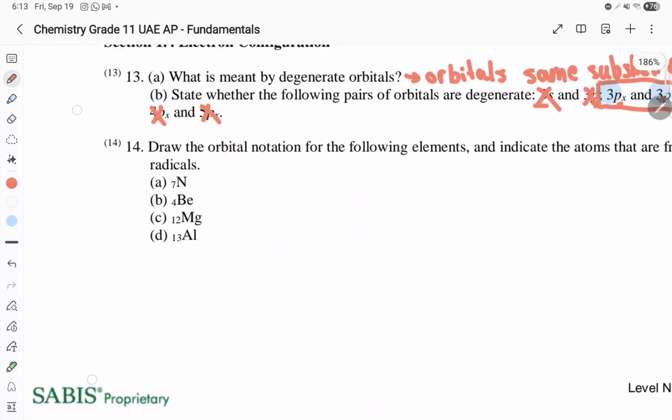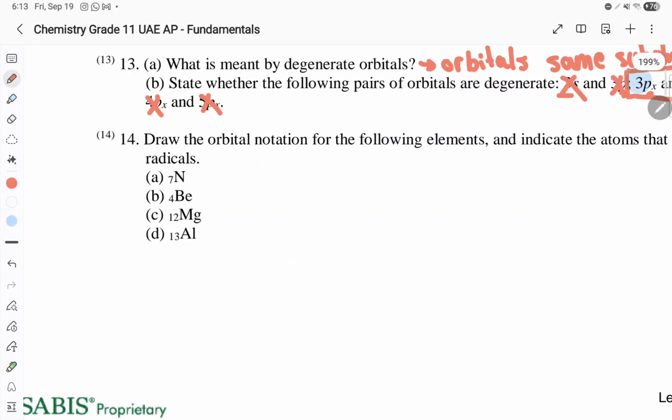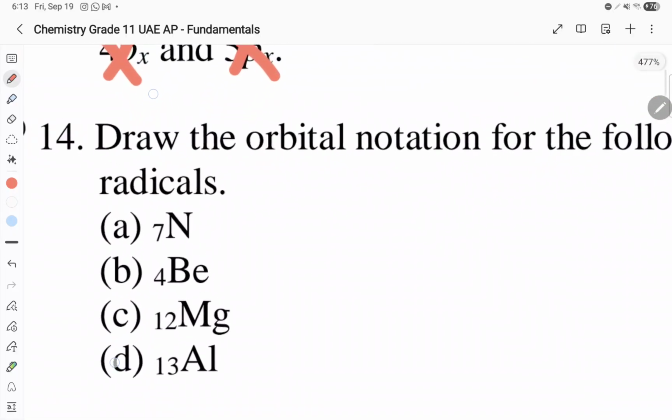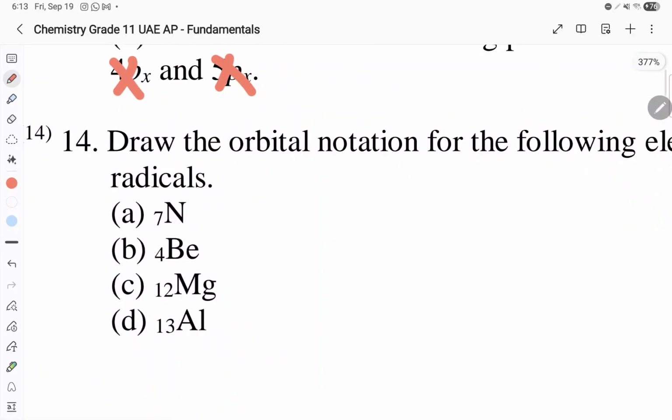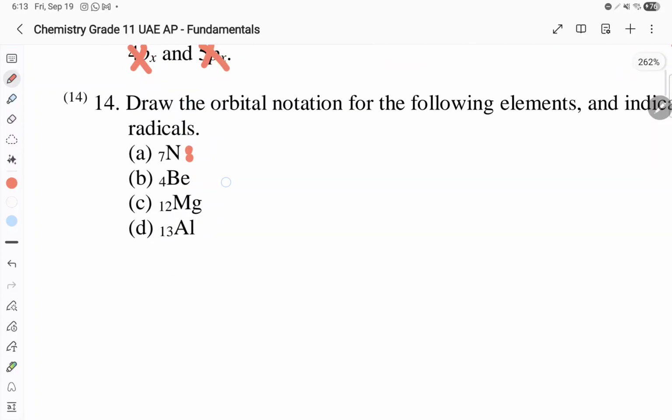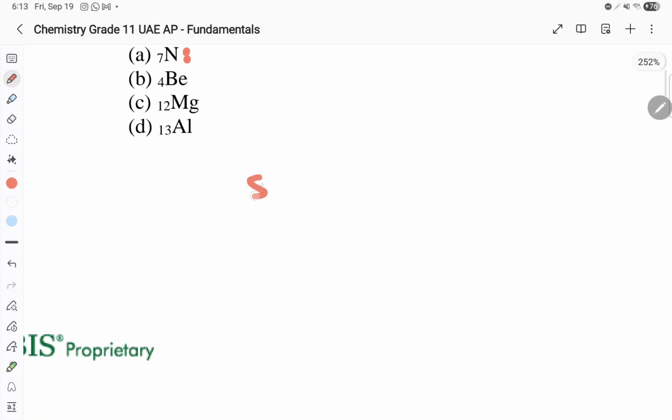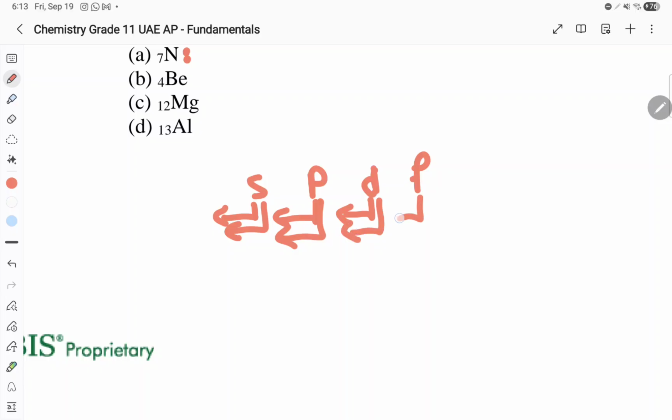Now, for question 14, it's asking us to draw the orbital notation of the following elements. Whenever we see a question asking us for orbital notation, we first write down the electronic configuration in SPDF. You're gonna say, okay, I don't know how to do that. It's fine. We use something called the backwards method. You go backwards twice. You're gonna say, what do you mean you go backwards twice?